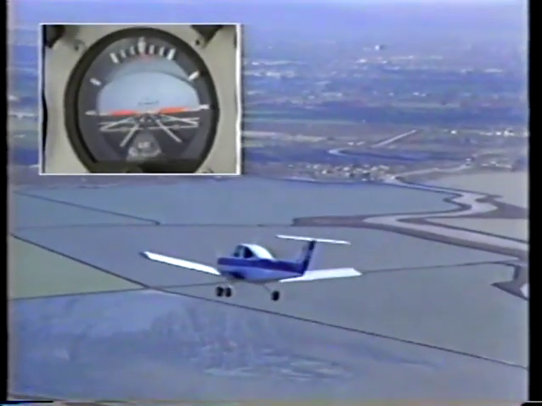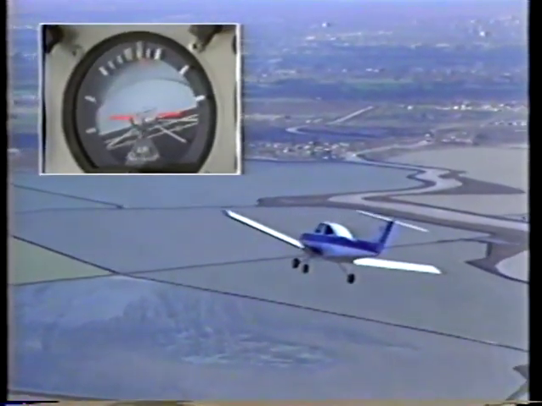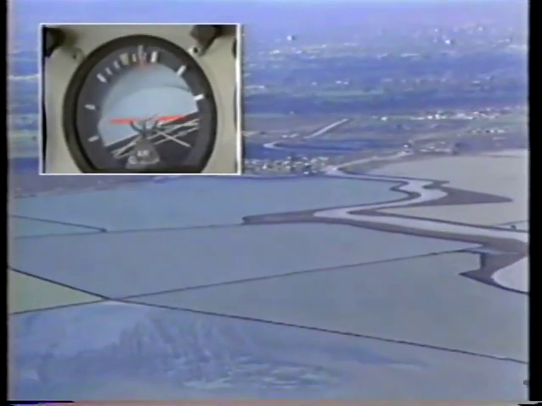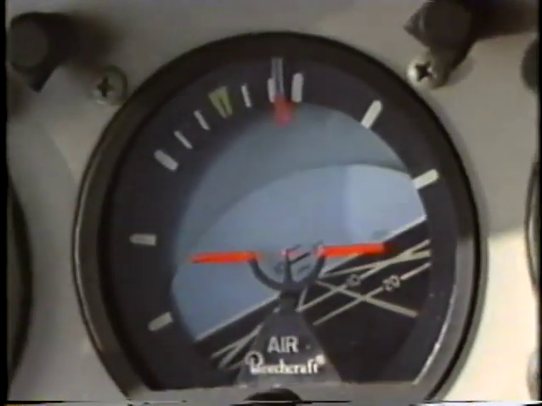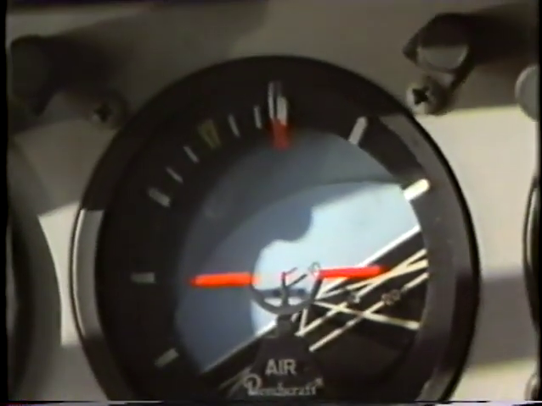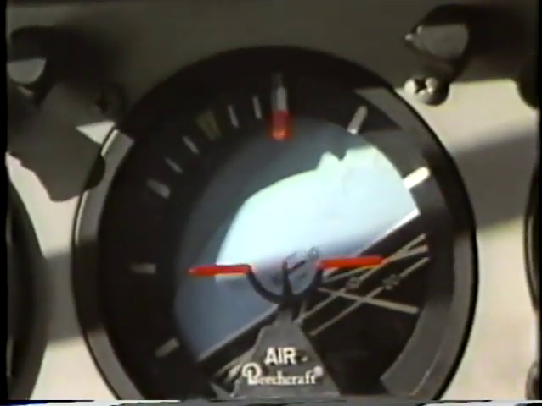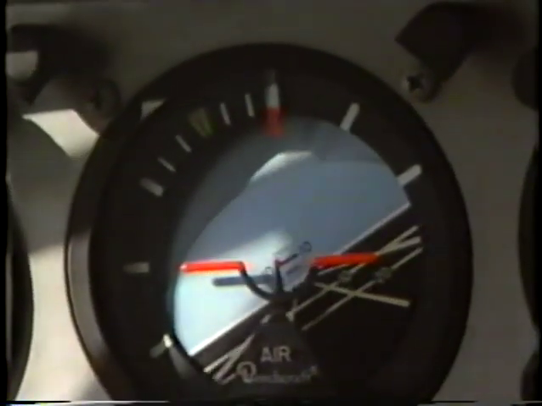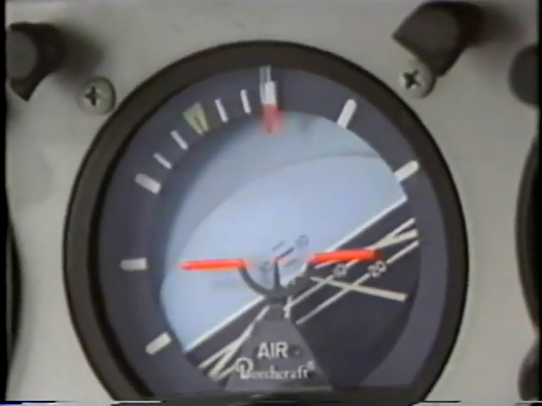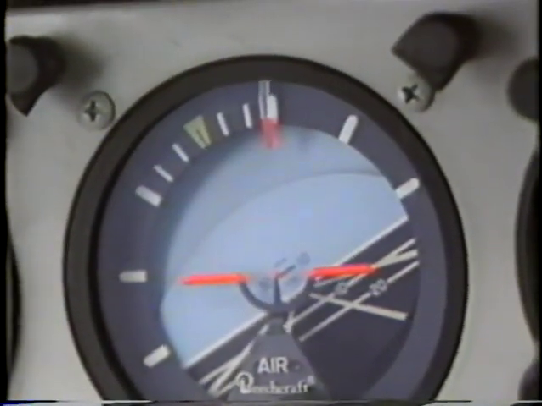In this example, the plane starts a climbing turn of 20 degrees bank to the right with a 15-degree nose-up attitude. The pilot increases the turn to 30 degrees angle of bank before returning to straight and level flight.